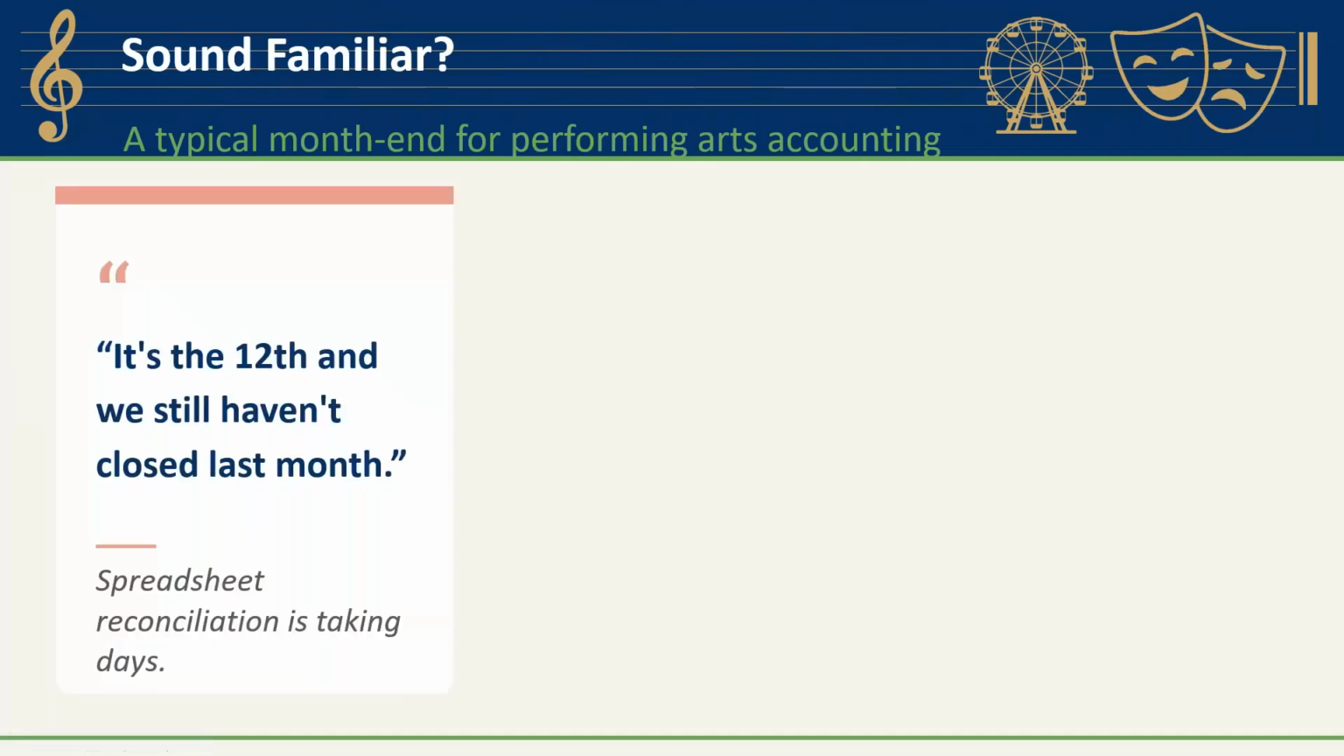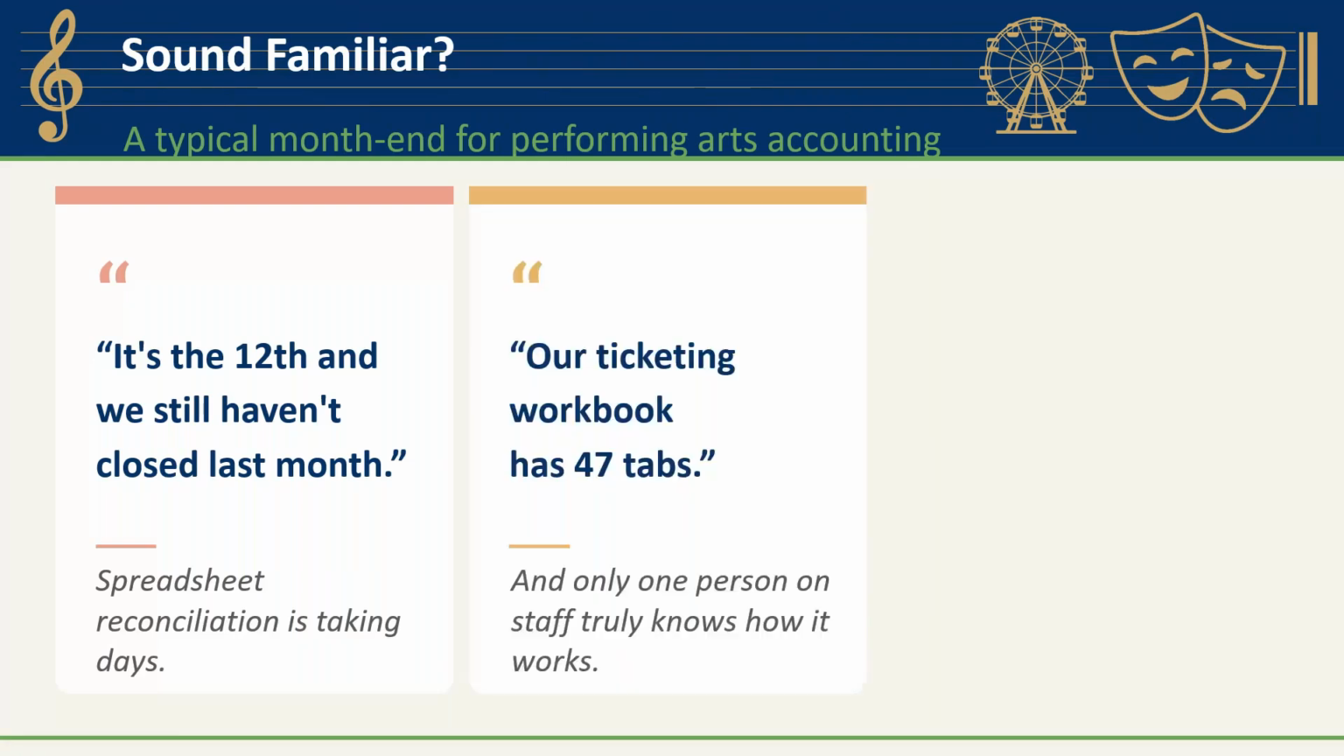So a typical month end, let's see if any of these situations resonate with you. It's the 12th and we're still working on trying to close the month. And that's because we have a spreadsheet that has about 47 tabs. Now that may be a little bit exaggerated, but maybe not by much. Your accountants have to figure out, again, what revenue goes where and what revenue needs to be recognized and what revenue does not need to be recognized.